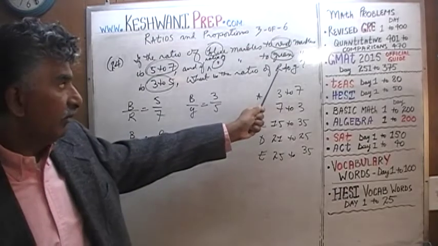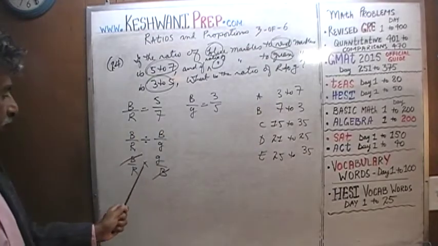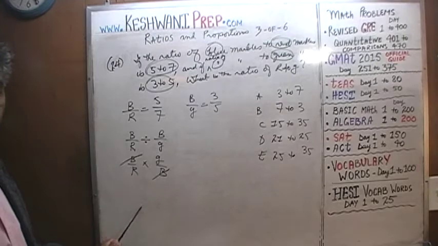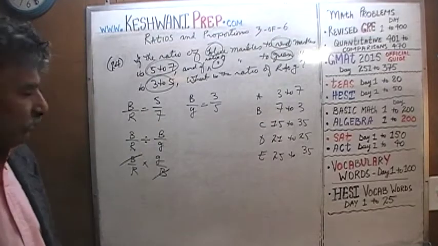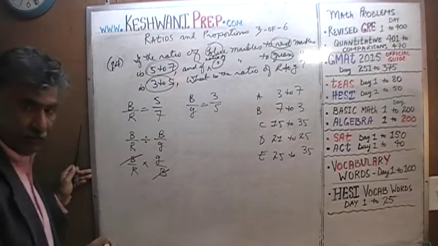So again, we're going to have to remember it. This is red to green. What we're going to end up with here is green to red. So at the end, we're going to have to remember to take the reciprocal of the final answer, which is why we have things like 3 to 7 and 7 to 3 and so forth. They're just playing with you. So let's see what happens, shall we?